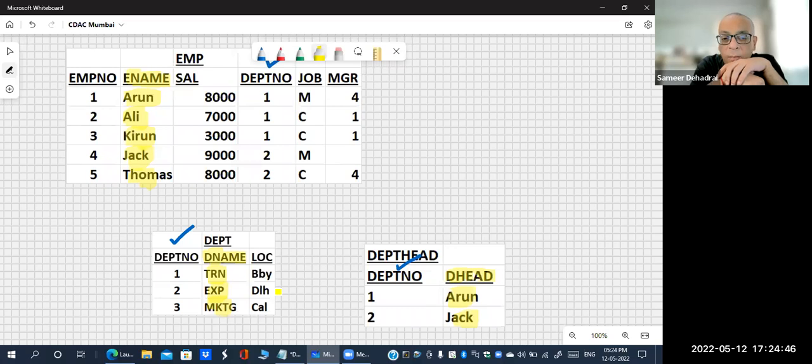Department number column is common in both the tables. As I explained yesterday, the common column in 2 tables, 3 tables, the column name need not be the same in all the tables. The column name can be different in 2 tables and 3 tables. I am using the same column name everywhere only for simplicity, only for the sake of explanation.